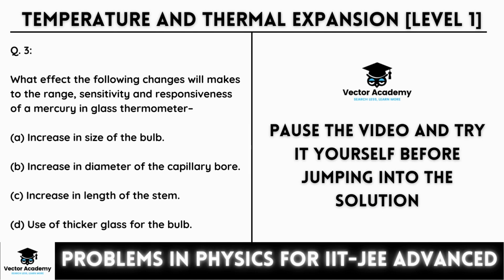Question 3. What effect will the following changes make to the range, sensitivity and responsiveness of a mercury and glass thermometer? A. Increase in size of the bulb. B. Increase in diameter of the capillary bore. C. Increase in length of the stem. D. Use of thicker glass for the bulb.